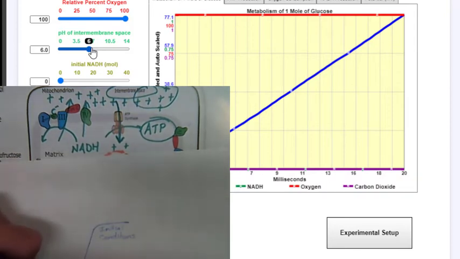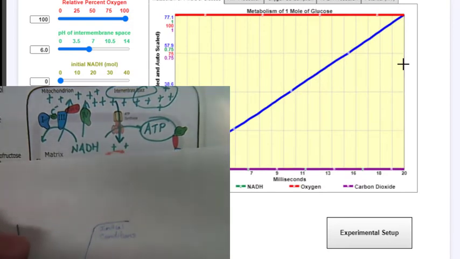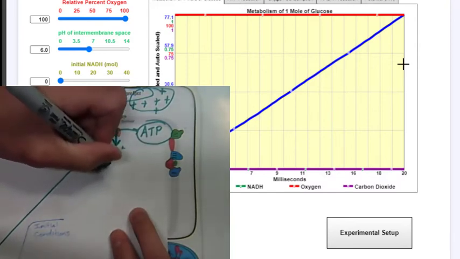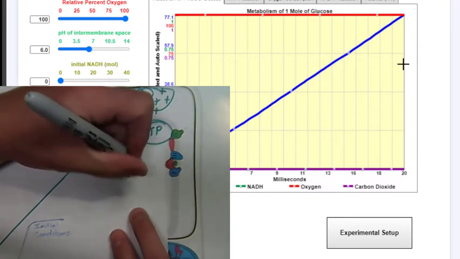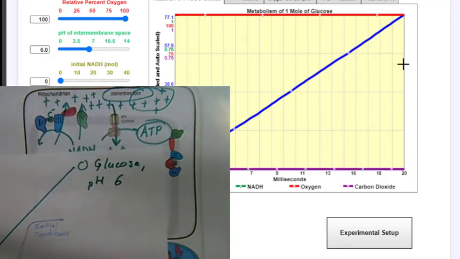So then students will graph this and we'll look at the scale here. Well, this is going all the way up to 77 ATP. Certainly not realistic, but it's going to go way off the charts, right? And this is 0 glucose, but a pH of 6. Now students can use this behavior over time graph to help explain differences between different disruptions in the system.